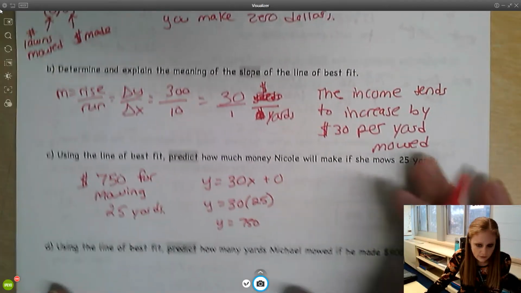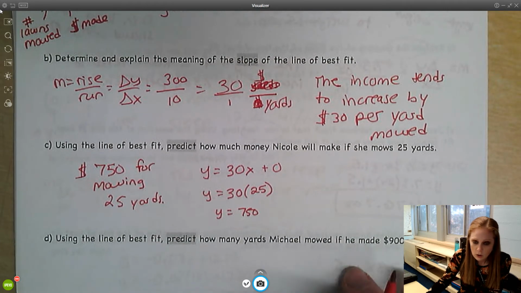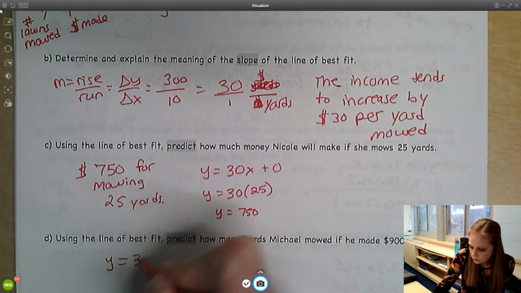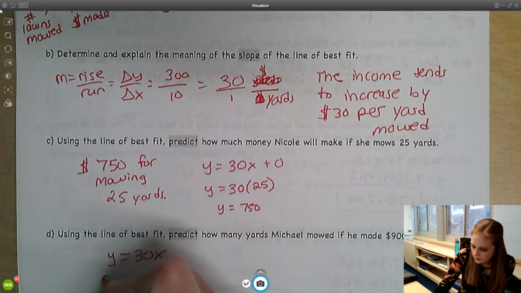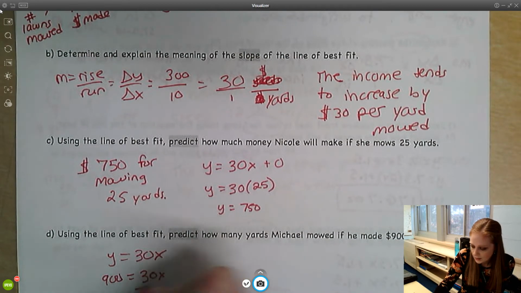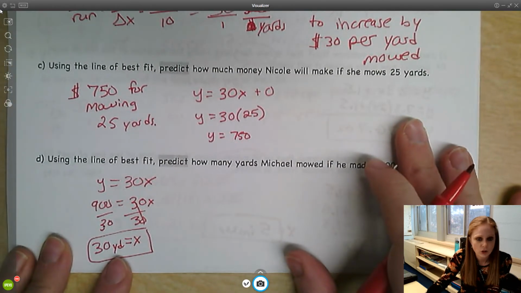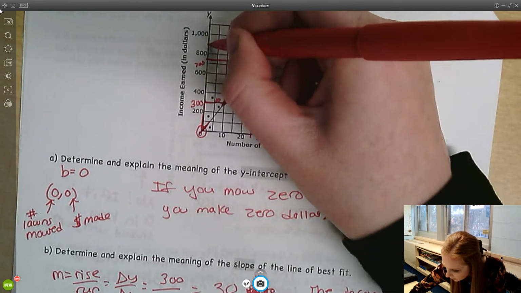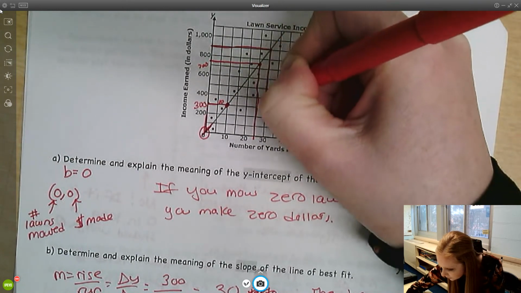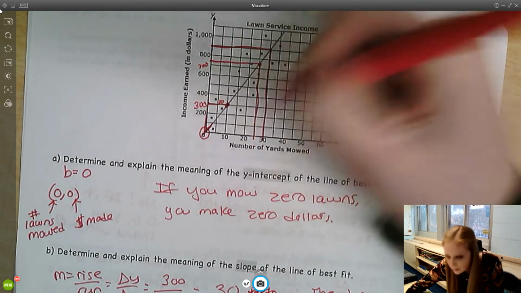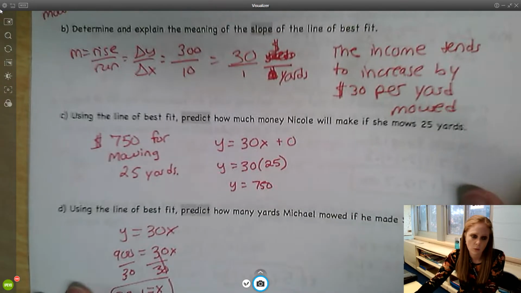And then you would plug in 25 and you would get 750 that way also. All right, and using the line of best fit, predict how many yards Michael mowed if he made $900. So let's start off by using our equation. Plug in 900 for y, that's how much money he made. And then you could solve for x by dividing both sides by 30, and you would get 30 yards. I think it's going to be easier just to use the graph. Let's find $900 on the graph and see how many yards that was that you had to mow. $900 would be right here. Lines up with our line of best fit right here at 30 yards. So Michael would have mowed 30 lawns to get $900.